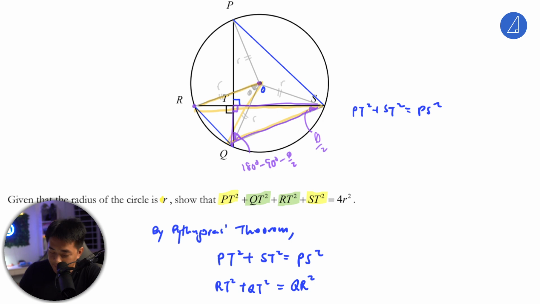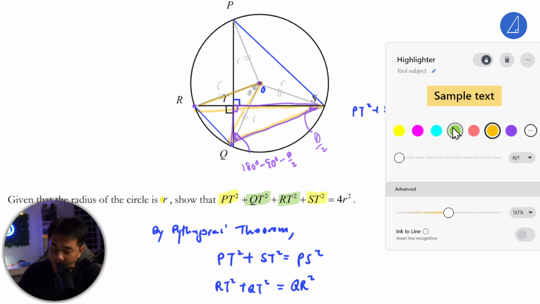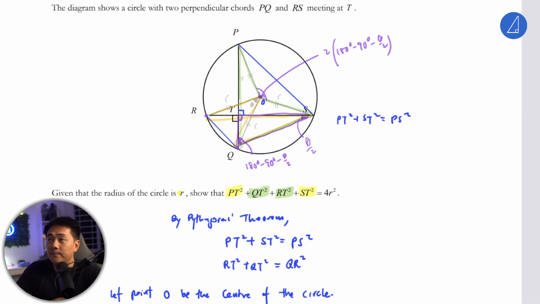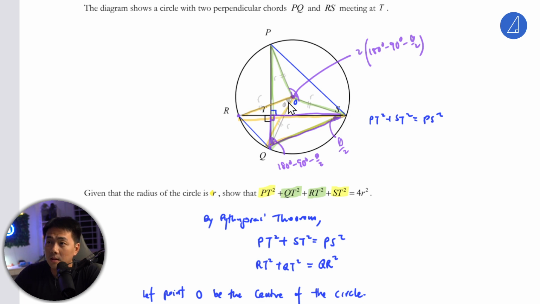Then, using the angle at the circumference and the angle at the center, this angle over here will be twice this angle here, twice of 180 minus 90 minus theta over 2. So that's the whole idea. We start off by labeling this as theta first. Then this is half, since the angle at the center is twice the angle at the circumference. Then from here, we take these 90 degrees, using the angle sum in the triangle, and we get this angle here.